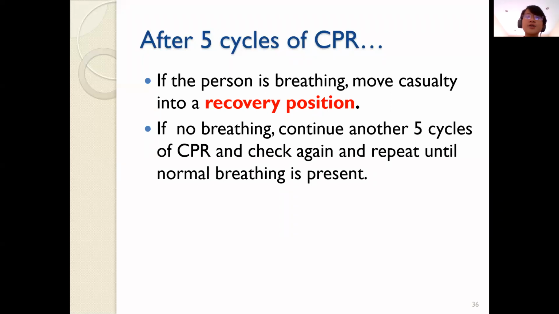And if there is no normal breathing, even after 2 minutes of CPR, even after the shock, you need to continue another 5 cycles of CPR, another 2 minutes, and then check for breathing again. And if no breathing again, continue CPR and repeat this until normal breathing is present.